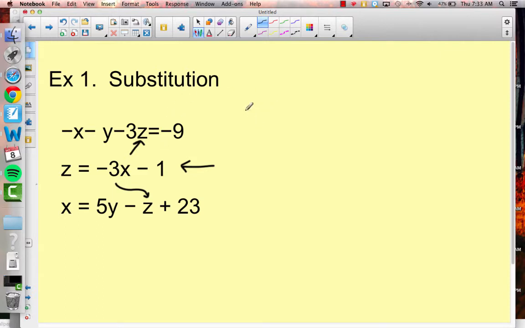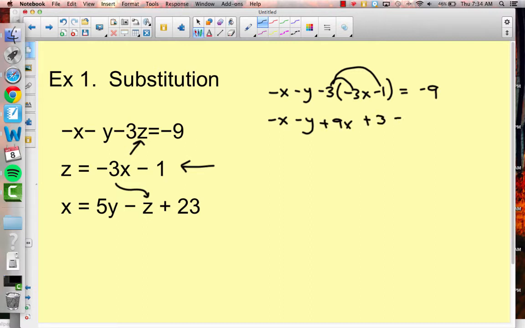So we're going to plug in for z. Our first step would look like this. The top equation, we're going to have negative x minus y minus 3 times whatever z is equal to. So that's negative 3x minus 1, and then equals negative 9. So remember, wherever we see a z, we're changing it to what its equation is. And now we're going to go ahead and simplify. So we have negative x minus y, distribute the 3, we get positive 9x, and then positive 3 equals negative 9. And now we can just combine like terms.